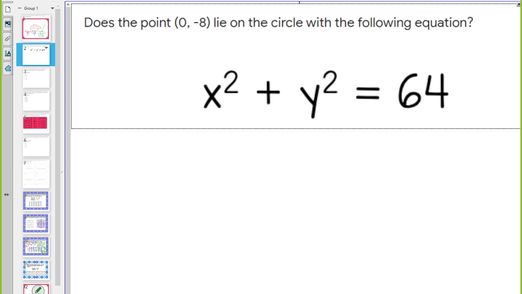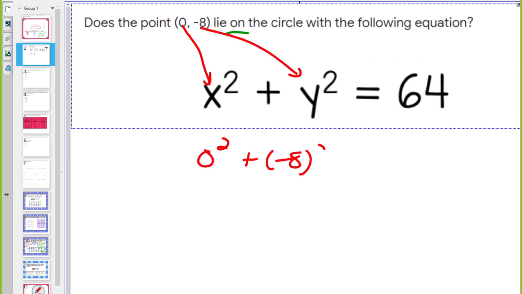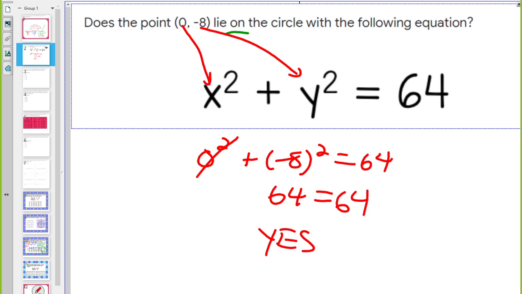But it shouldn't be, because this is a point on the circle, we did this. Remember when we did inside, on, or outside the circle? How can I do so algebraically? It starts with a sub and ends with a substitution. Substitution. Plug this in for x, plug this in for y. 0 squared plus negative 8 squared. Does it give you 64? It sure does, because when you square a negative, it gives you a positive. Since they are equal, yes. Or C.